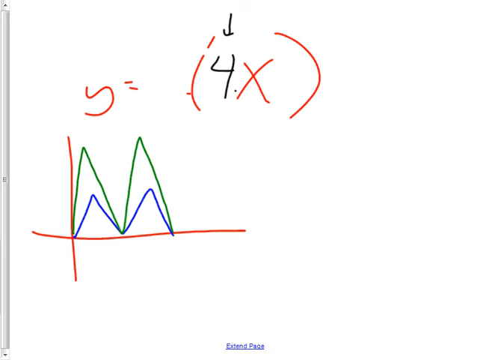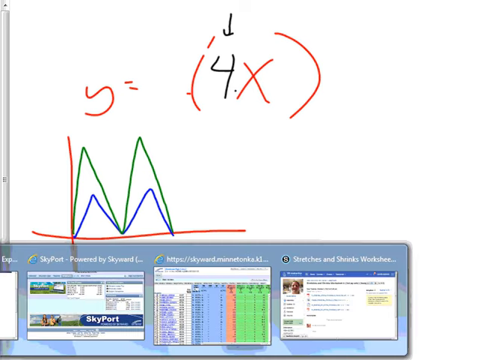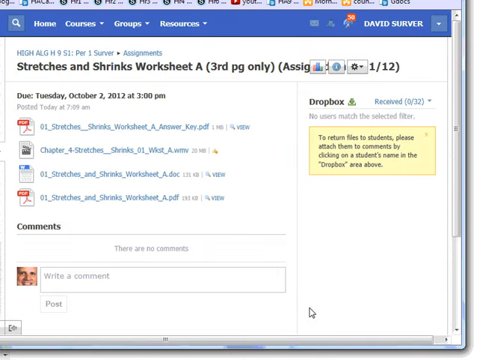All right, so what I want you to do now is go to Schoology. And within Schoology, you will find this. It says 3rd page only, stretches and shrinks worksheet, assigned on 10-1.